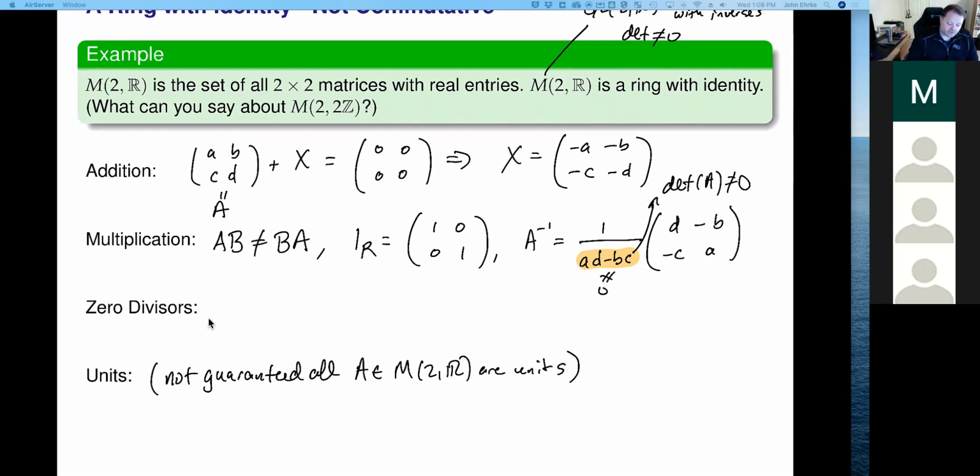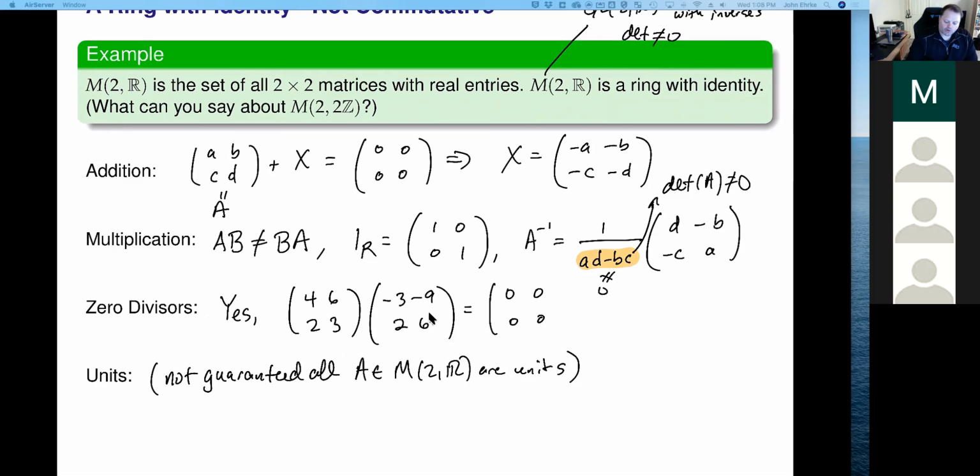Well, zero divisors can occur with matrix multiplication, and this is one of the more interesting zero divisor cases. Consider the following. If you take [4, 6; 2, 3] and multiply it by [-3, -9; 2, 6], obviously this was constructed so that it would work out, but you get 4 times -3 is -12, plus 6 times 2 is 12. You get 0 in all 4 spots. So if you do typical matrix multiplication here, you will get 0.